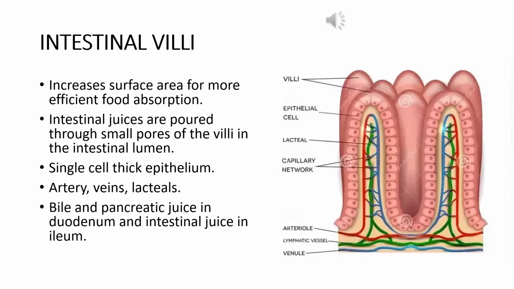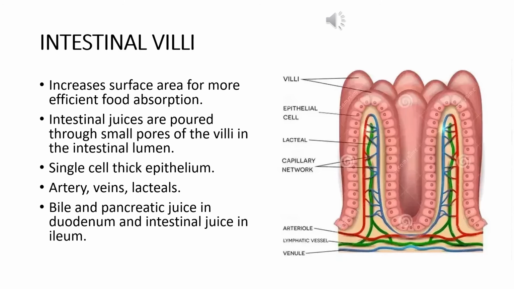Because the inner wall of the ileum actually has some finger-like projections which are called intestinal villi. So it is increasing the surface area for more efficient food absorption. Now intestinal juices are poured through the small pores of the villi into the intestinal lumen. So there are some pores present inside the villi through which the intestinal juices get into the intestinal lumen. And as we have seen, intestinal juices have so many enzymes that digest the food.